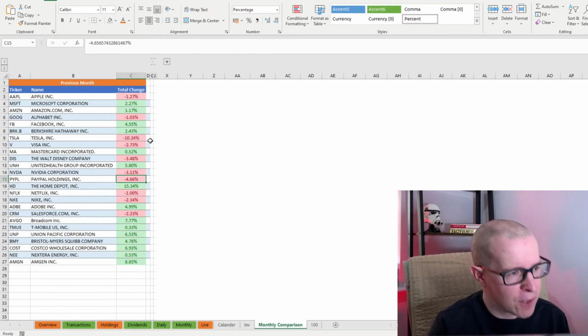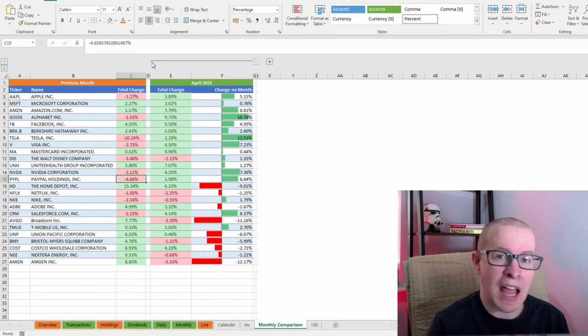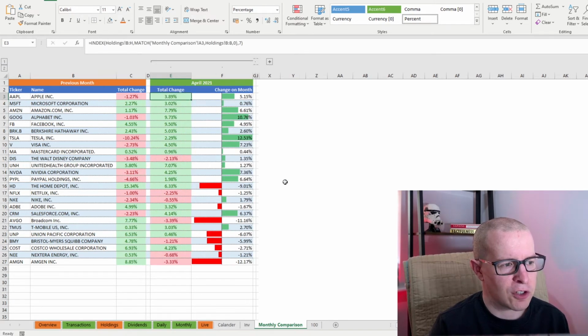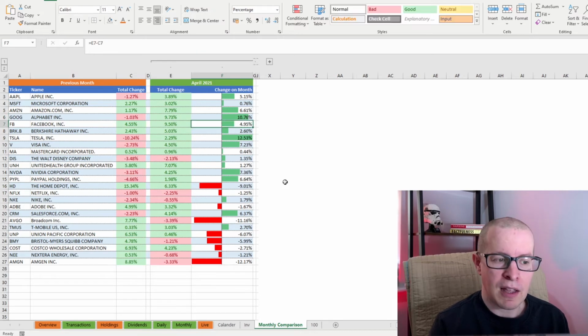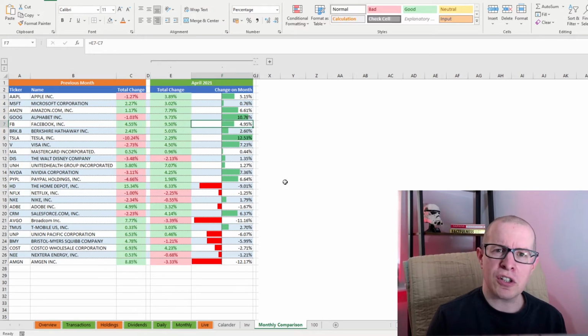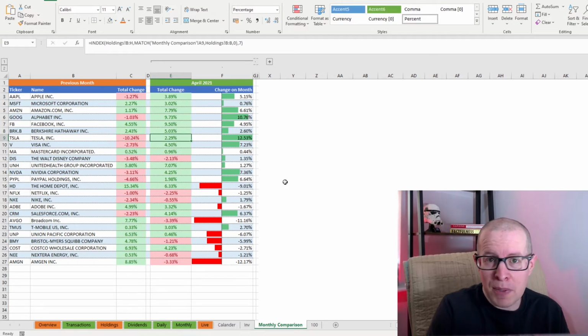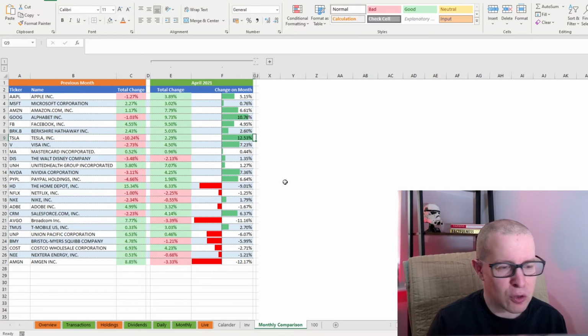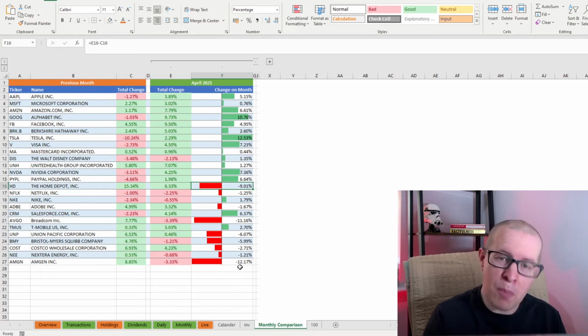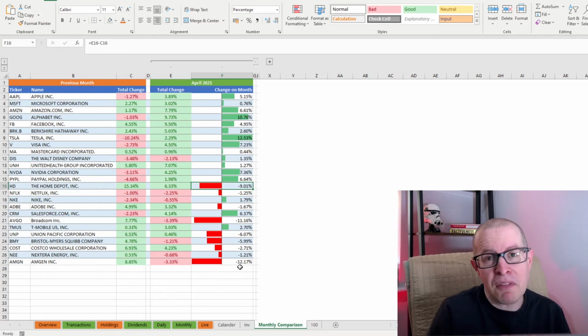Now, if we unhide this first section, this is how things ended up in April. This first column is the total change now, and this second column is the total change for the month. You can see that there were some quite big swings in my portfolio in April. Tesla went from a loss of 10.24% to a gain of 2.29%, a swing of a massive 12.53%. Sadly, there were some quite big losses as well, such as Amangin, Broadcom and Home Depot. But overall, my portfolio was up 4.17% for the month of April.